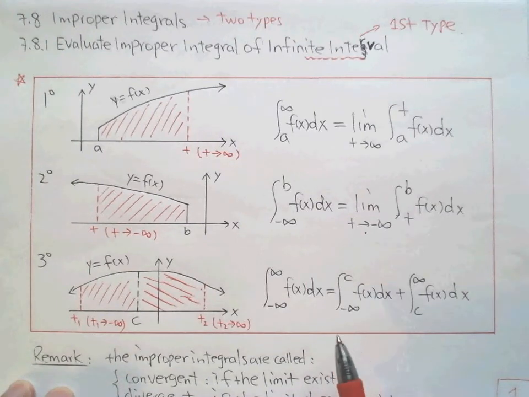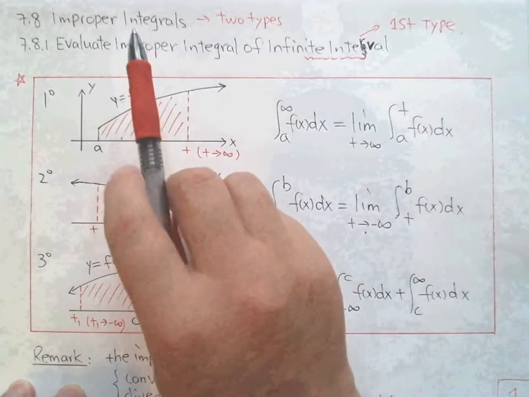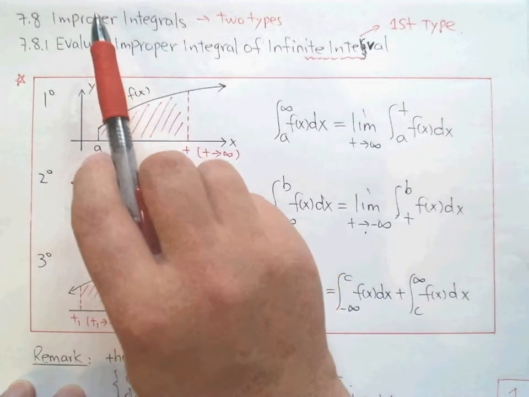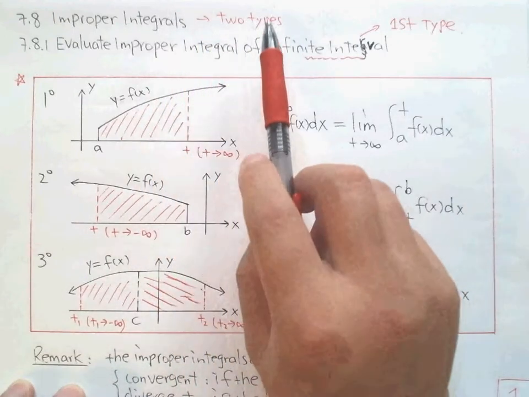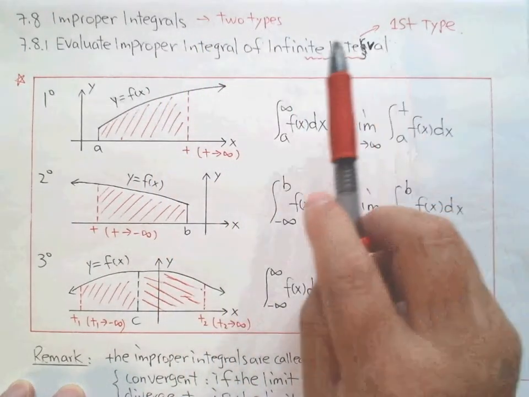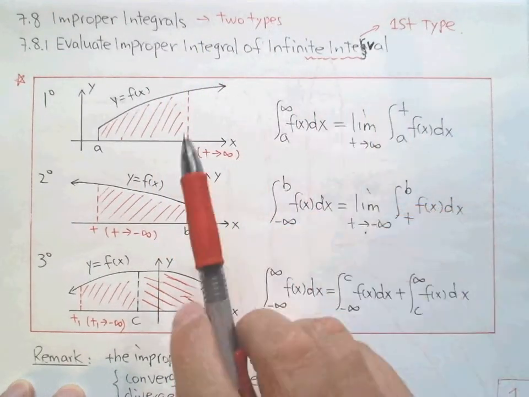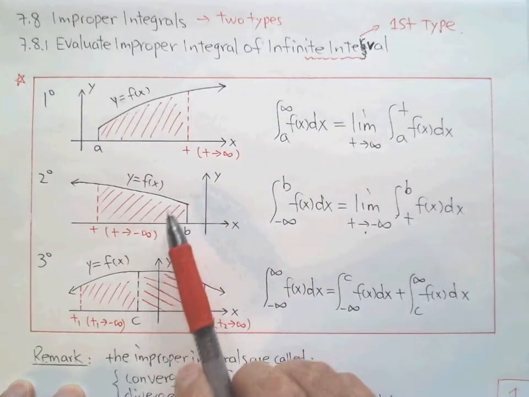In this lecture, we are going to deal with improper integrals. There are two types. The first type is the infinite interval. I'll give you the definition here. We have three cases. Look at the first case.